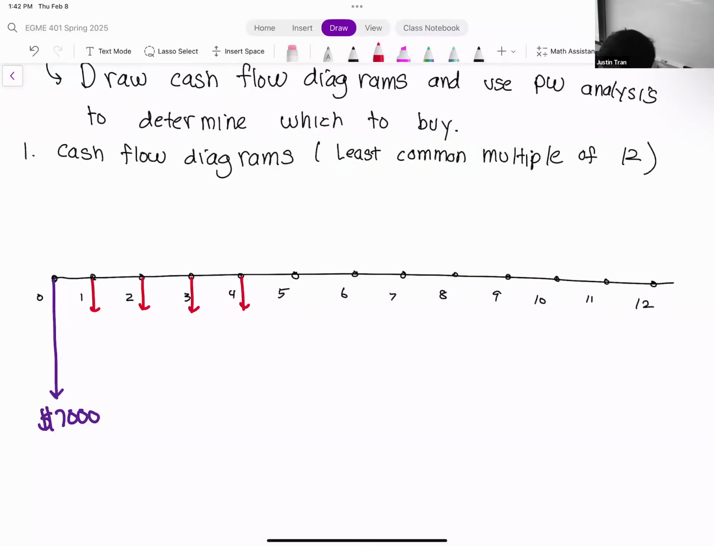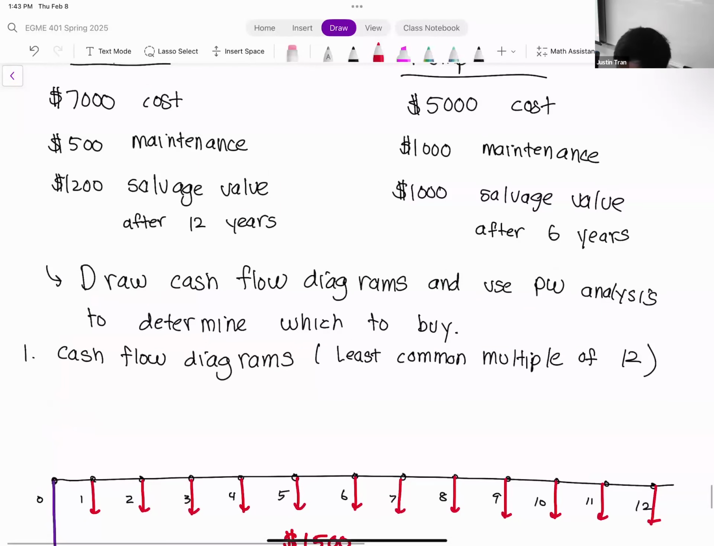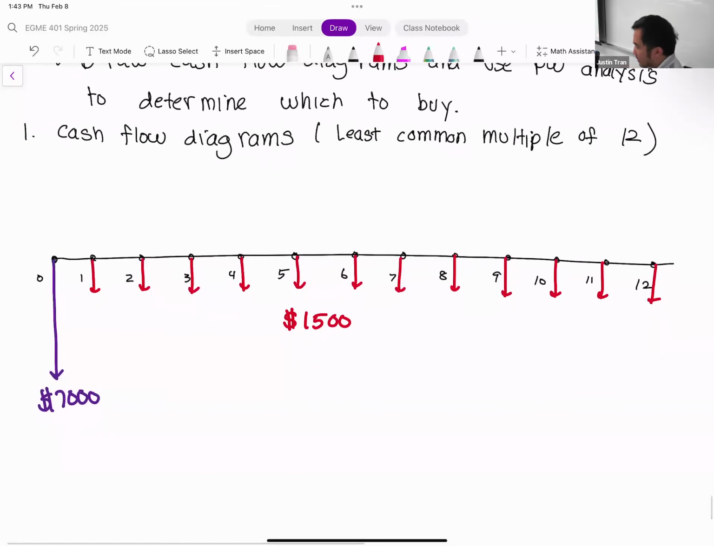All right, so we have a yearly maintenance here. That maintenance is going to take place every year up until the 12th year, and that's going to be $1,500. If you look back up here, I said this was only 500. It's actually 1,500. That's what I thought. It looked kind of mysterious, but this makes a lot more sense.